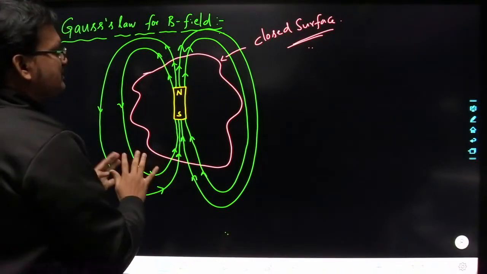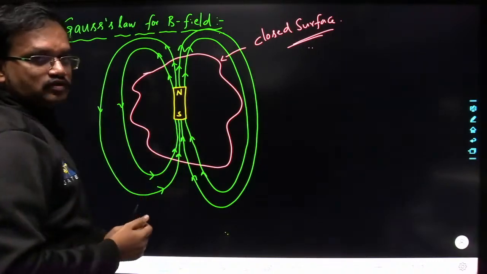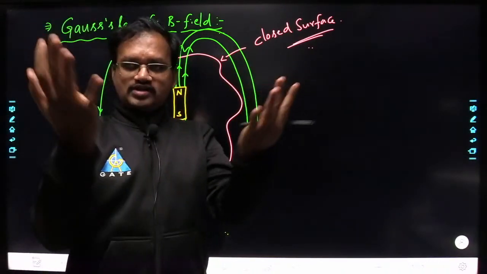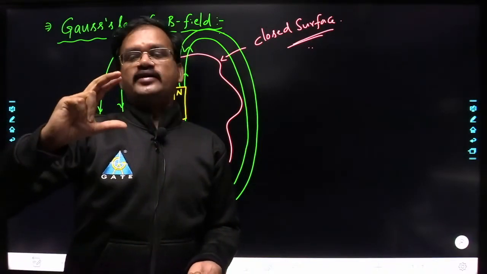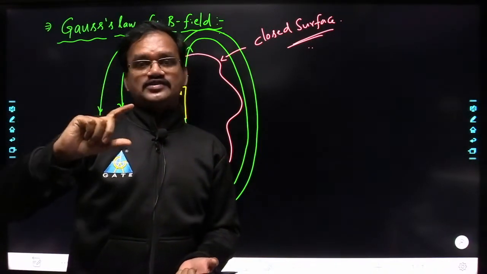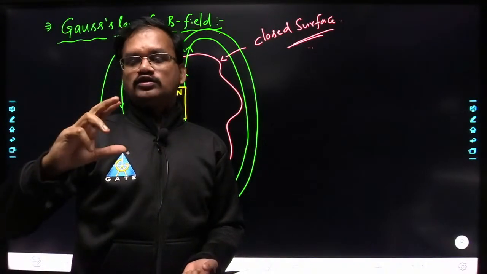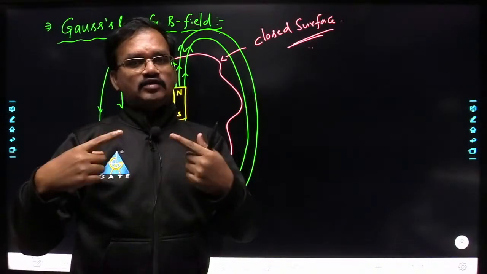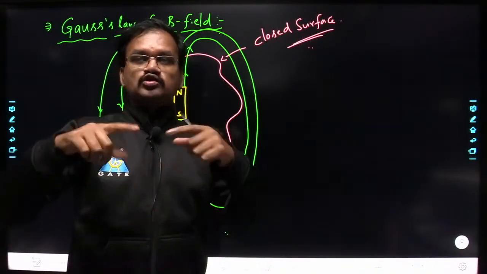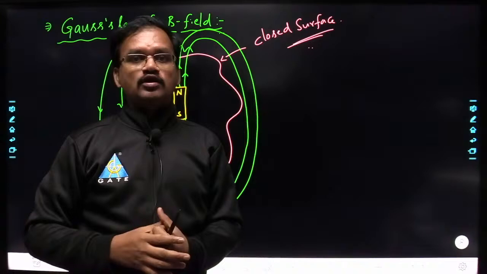So now what is the net magnetic flux that is leaving this closed surface here? I have considered a closed surface, and inside the closed surface I have a magnet. That magnet is going to have north pole as well as south pole. We know that the field lines always leave from the north pole and again enter at the south pole. So they will always form closed loops.